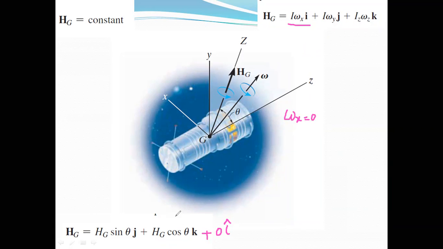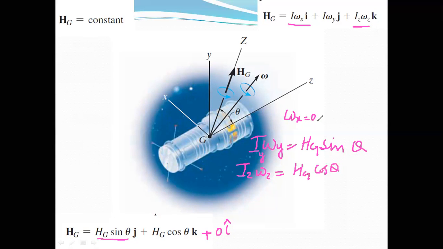The second thing that we can obtain is about omega y. I omega y is along the j cap, and that's equal to Hg sine theta. By the way, this is Iy. And the third component is Iz omega z. Once we balance the z components, it will be equal to Hg cos theta. So we can obtain the components from here.